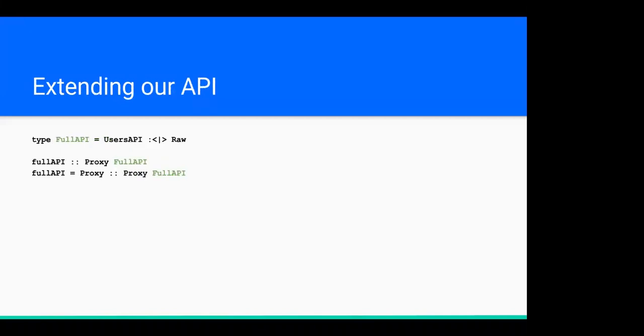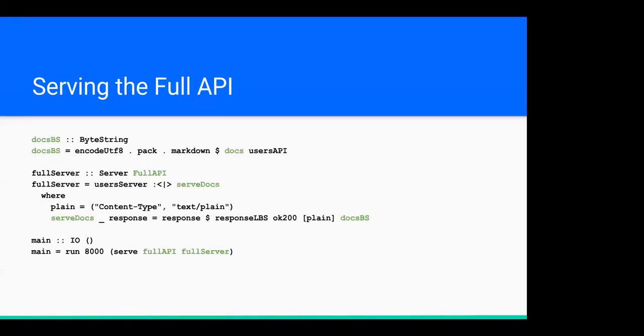But now, our goal is going to be to create a different API that will serve our documentation alongside our user's API. And because the type operators are really flexible and really composable, we can actually just take our full user's API and add another raw endpoint to it, like this. We'll call that our full API. We'll make a proxy for it, just like we did before. And serving this is really not that complicated.